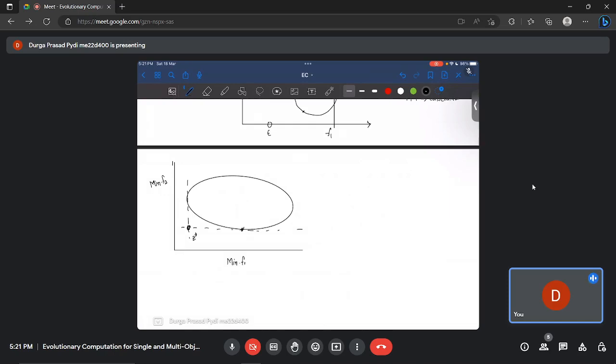And this may not actually lie in your feasible space. This entire thing is your feasible space. The ideal objective vector may not lie in your feasible space. It may lie there if f1 and f2 are not conflicting with each other, in which case it may actually be the only solution. But usually f1 and f2 will be contradicting each other. So your ideal objective vector will be lying outside your feasible space.